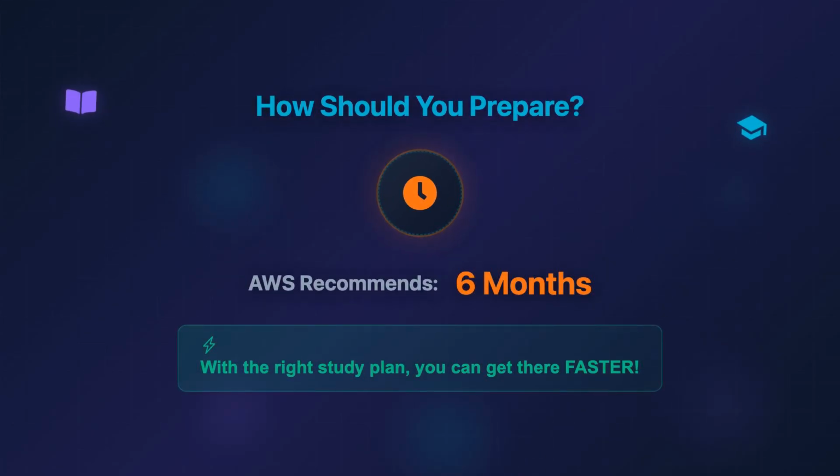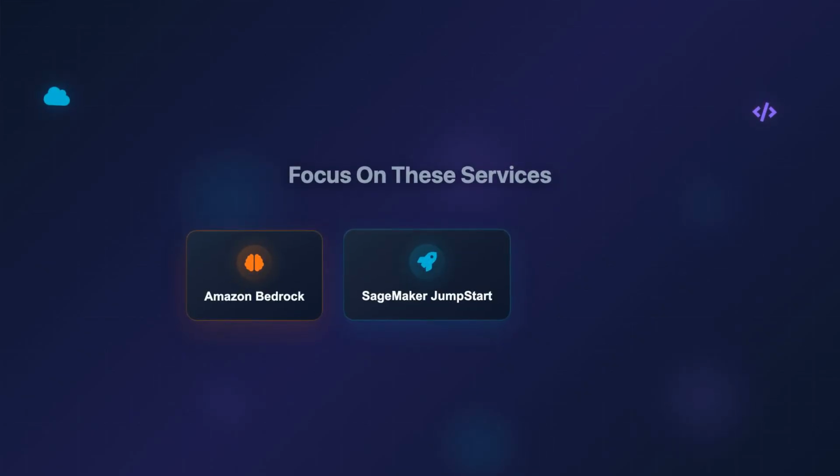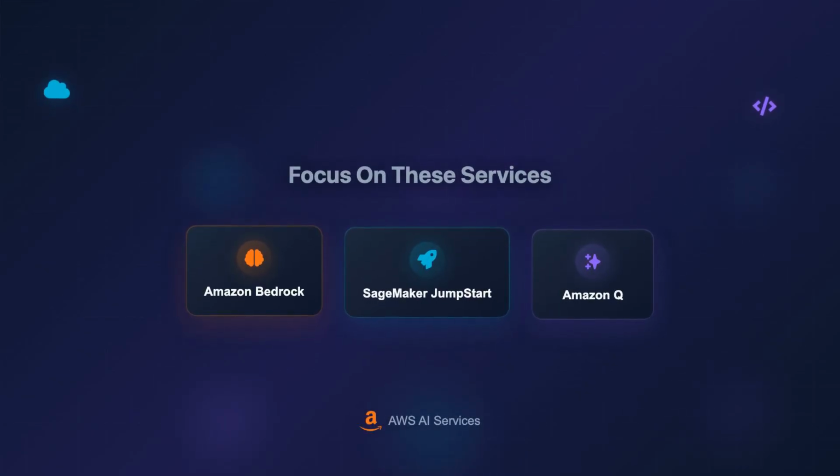So, how should you prepare? AWS recommends about 6 months of exposure to these concepts, but with the right study plan, you can get there faster. Focus on services like Amazon Bedrock, SageMaker Jumpstart, and Amazon Q.